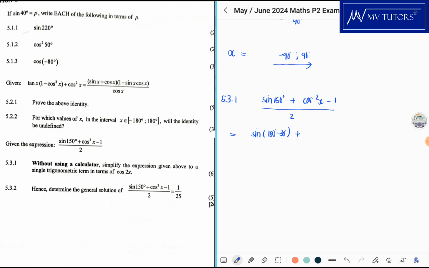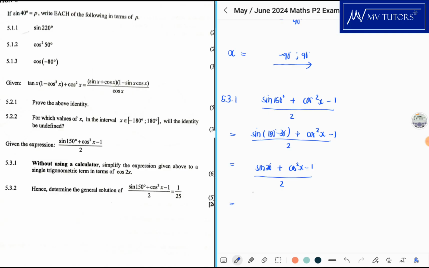Yeah, so maybe let's just leave it for now, okay? Because it would be nice if it was 2 cos squared x minus 1. Okay, sorry about that. That's over 2. So now I have sine 30. Okay, I'm still going to keep the cos squared x minus 1 over 2. Sine 30 is a half.